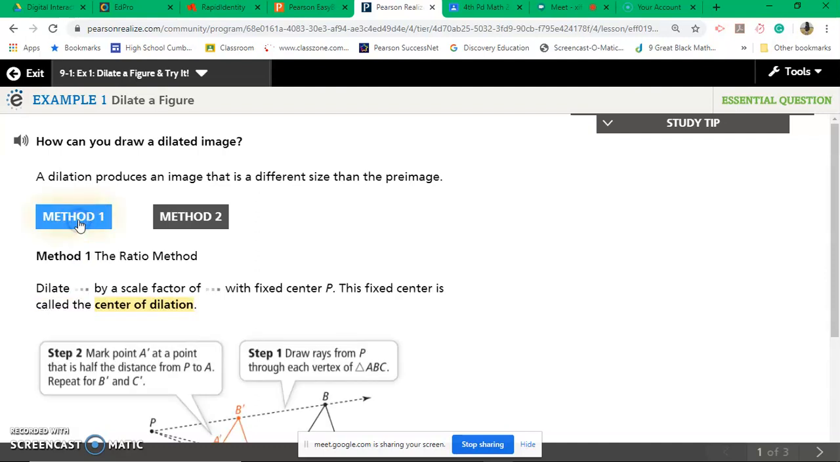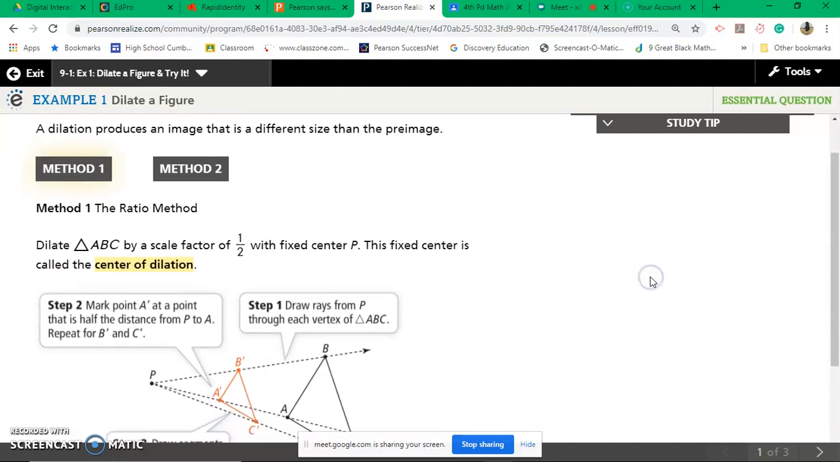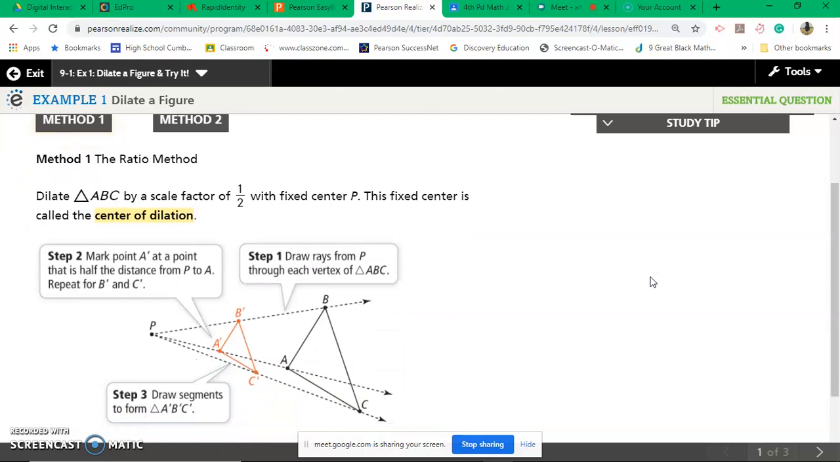So method one is called the ratio method. In order to dilate a shape, you need three things: a scale factor, a center of dilation, and the pre-image, the thing that you're dilating. So if you're using the ratio method, you find your center, find your pre-image, right? This is our pre-image because it doesn't have any tick marks. And then you use the scale factor to draw the image.